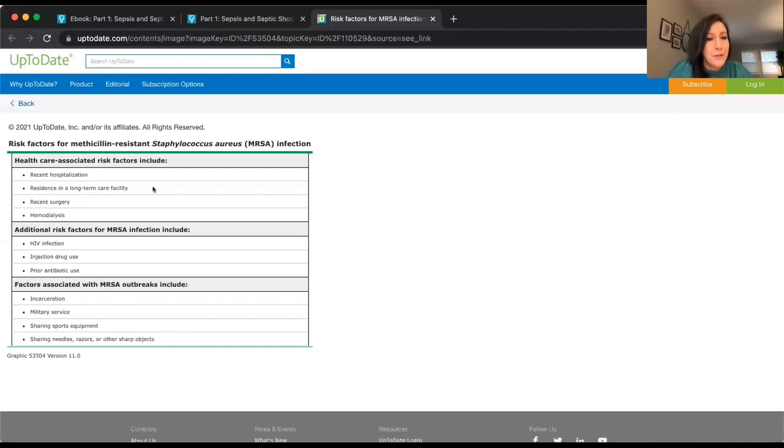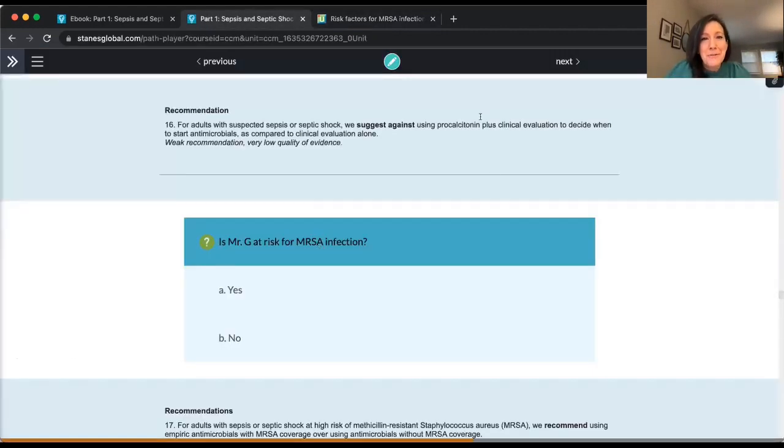So the risk factors for MRSA include recent hospitalization, residence in a long-term care facility, recent surgery, hemodialysis patients, HIV, injection drug use, prior antibiotic use. Factors associated with outbreaks include prisons or incarceration, military, sharing sports equipment, sharing needles, razors, or other sharp objects. So I'm going to go back to the question. Do you think that Mr. G is at risk for MRSA?